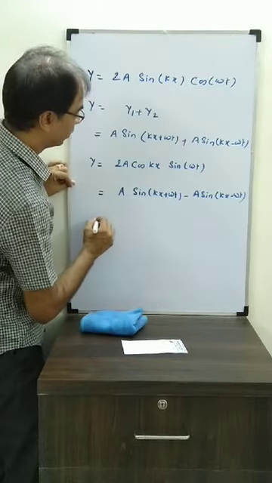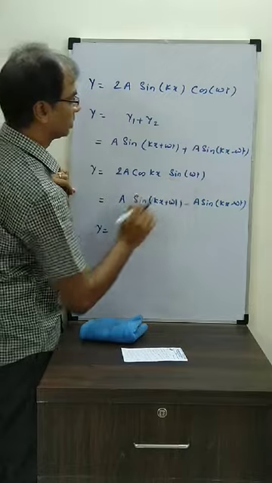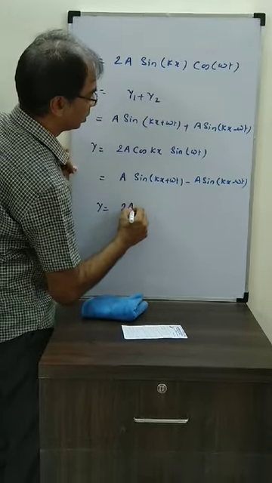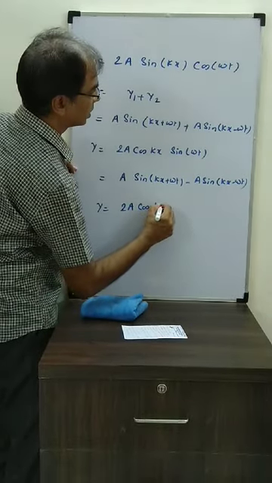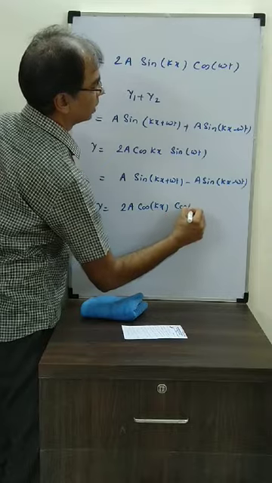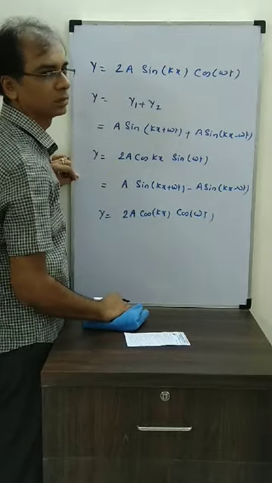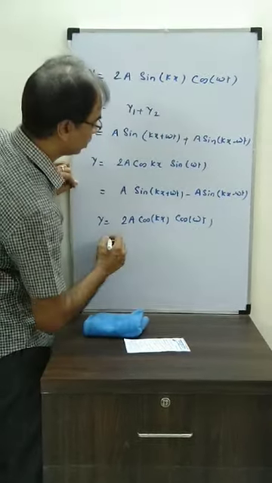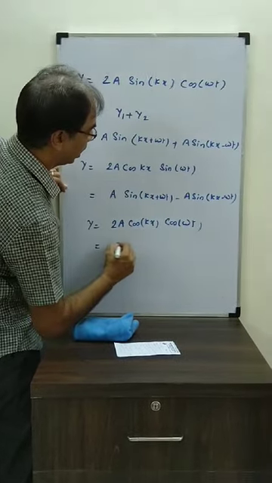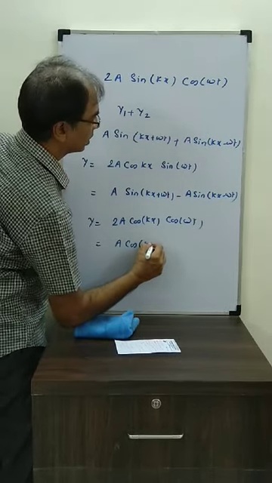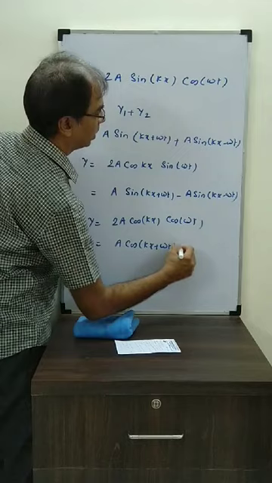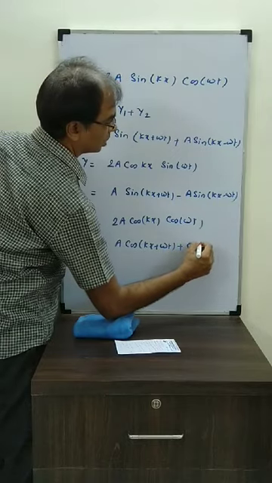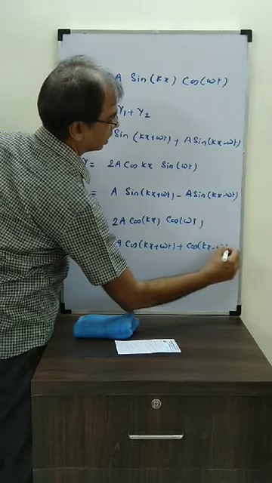Same way there can be a third form also for the same standing wave. What can it be? It can be 2a cos kx cos omega t also. Okay, so what are the constituent waves for this one? It will be a cos(kx plus omega t) plus a cos(kx minus omega t).